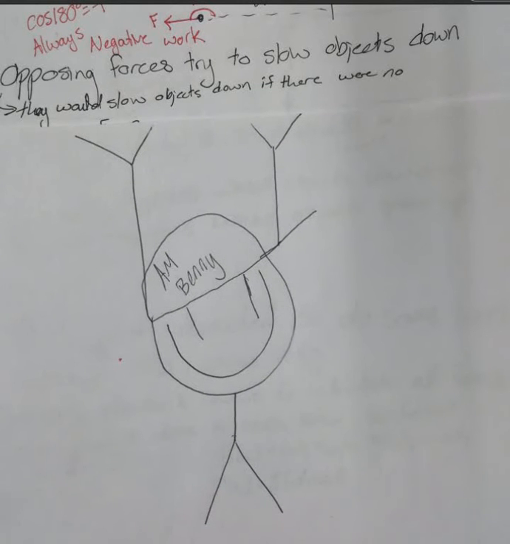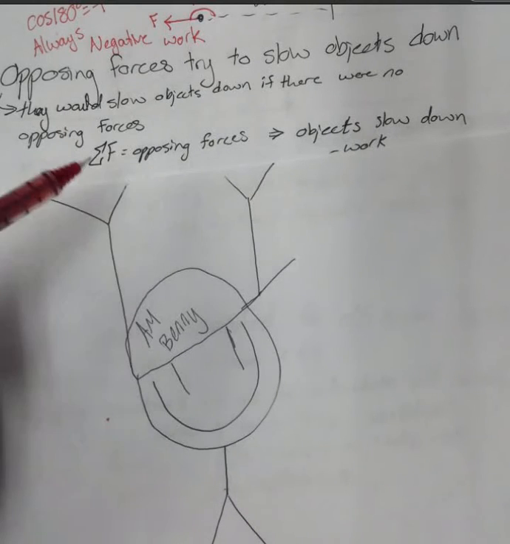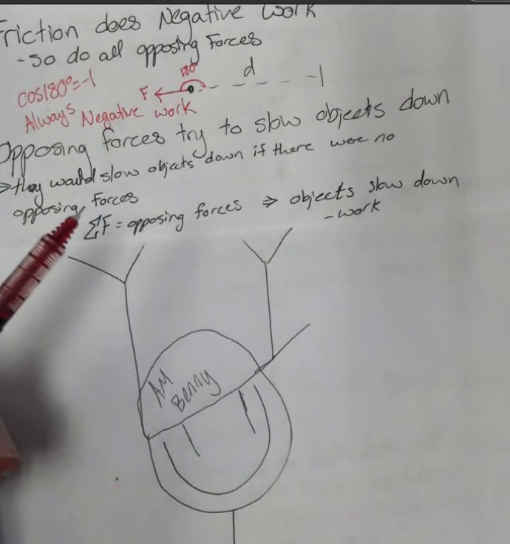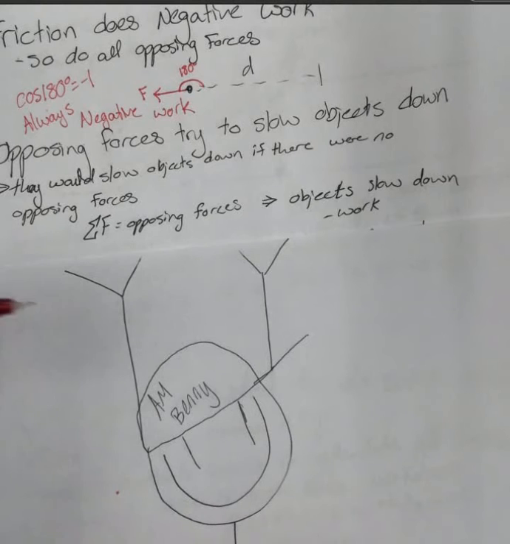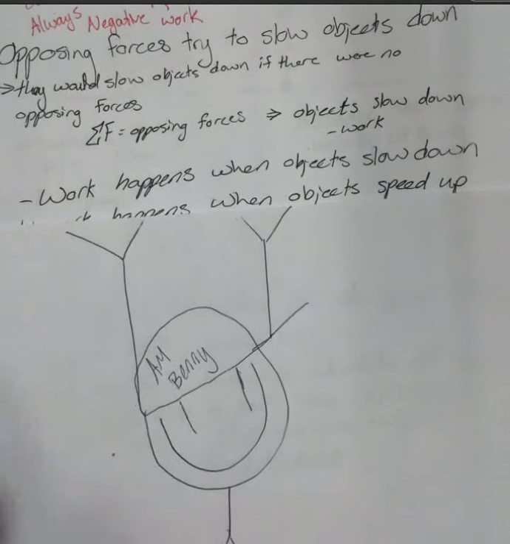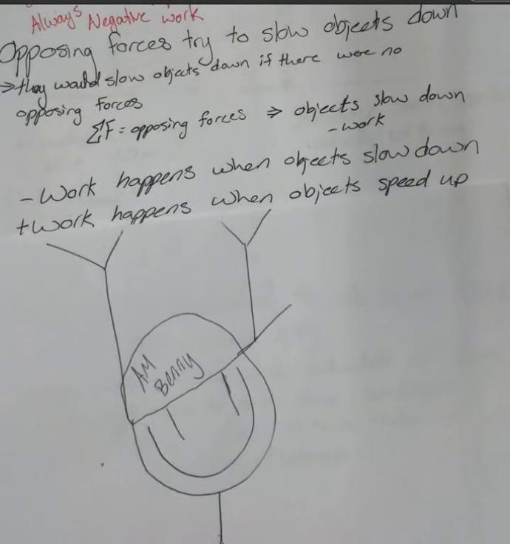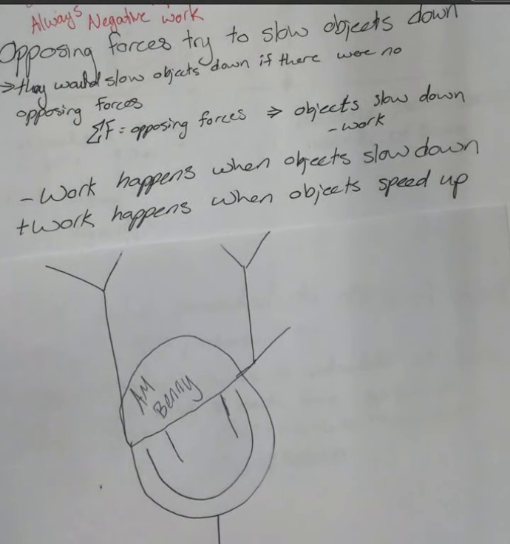An opposing force would slow an object down as long as there were no forces working against the opposing force. In other words, if the net force were only opposing forces, only forces working at a 180-degree angle, then that object would slow down, and that would be negative work. The object would lose motion, which means it would lose its ability to do work. Negative work happens when objects slow down. When an object has positive work happening, that means the object is speeding up or gaining work. It has more ability to do work.